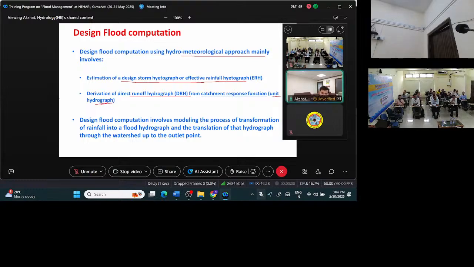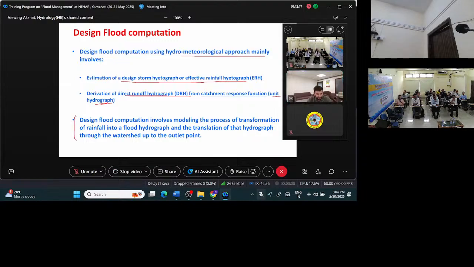So you have a unit hydrograph, you'll get the design storm, and you'll multiply it, and after multiplying it, you will get the design flood, your storm direct runoff hydrograph. This design flood computation involves modeling the process of transformation of rainfall into flood hydrograph and translation of that hydrograph through the watershed up to the outlet point.